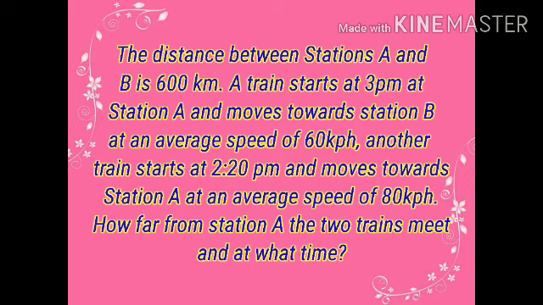The distance between stations A and B is 600 kilometers. A train starts at 3 p.m. at Station A and moves towards Station B at an average speed of 60 km per hour. Another train starts at 2:20 p.m. and moves towards Station A at an average speed of 80 km per hour. How far from Station A do the two trains meet and at what time?